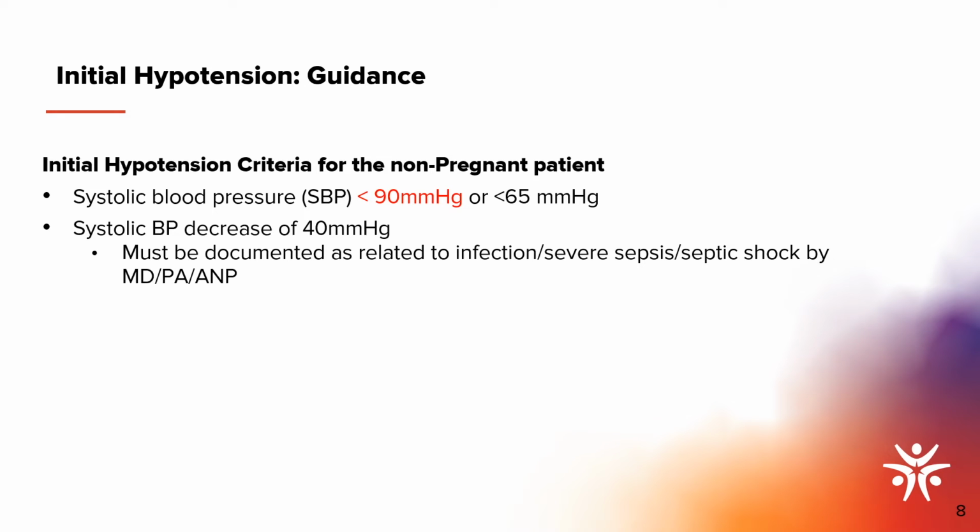I did want to briefly mention the initial hypotension criteria for the non-pregnant patient. Since we're all pretty aware of this, but I did want to throw it out there. Systolic blood pressure of less than 90 millimeters of mercury, or a MAP of less than 65 millimeters of mercury. Also, if we have a systolic blood pressure decrease of 40 millimeters of mercury, it must be documented as related to infection, severe sepsis, or septic shock by an MD, a PA, or an advanced nurse practitioner.